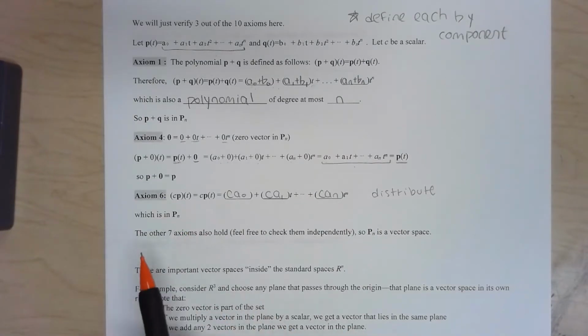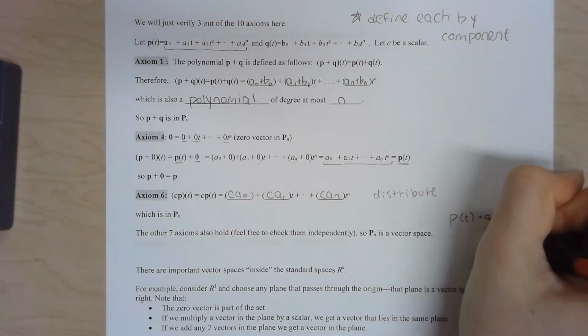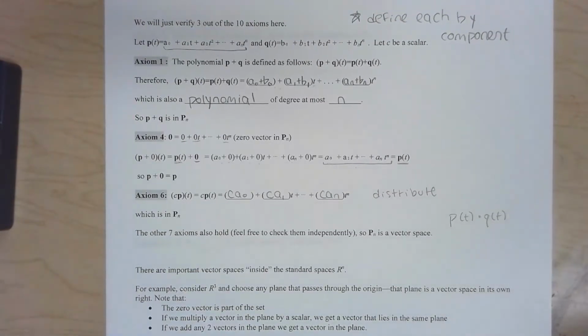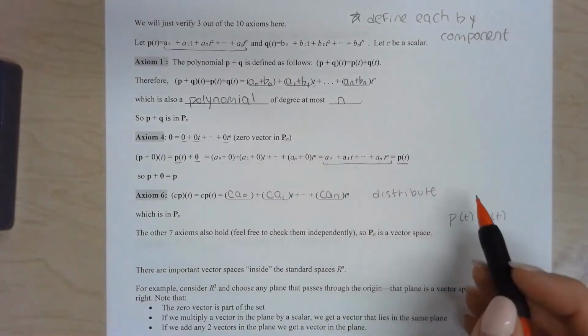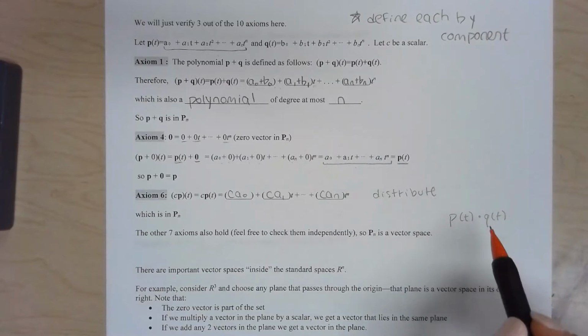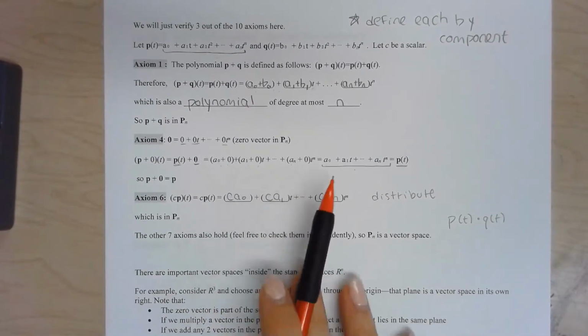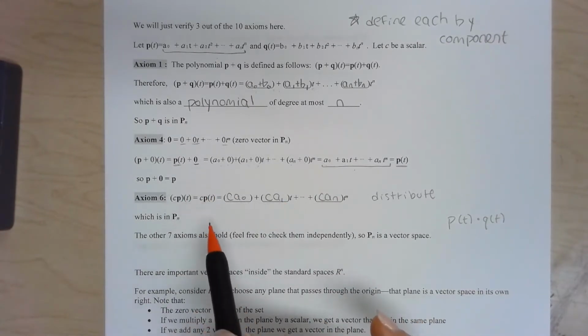So multiplying p times q would result in a vector or a polynomial that is not a part of this set. That is why all vector spaces are not defined under vector multiplication. Okay, but the important thing about these proofs is I broke them down by component. We didn't stop here and say, yep, that's true, that's in the nth degree polynomials.